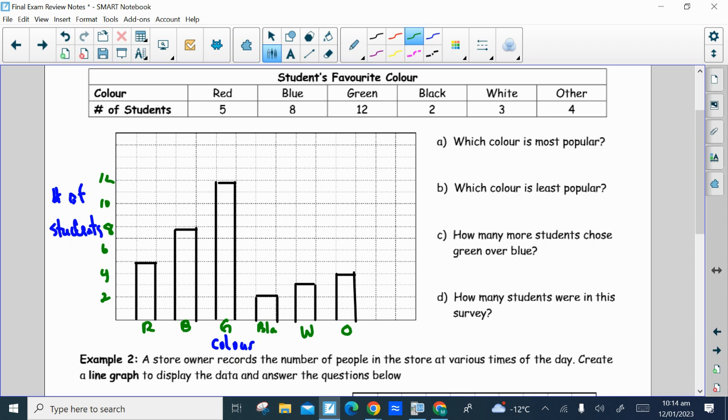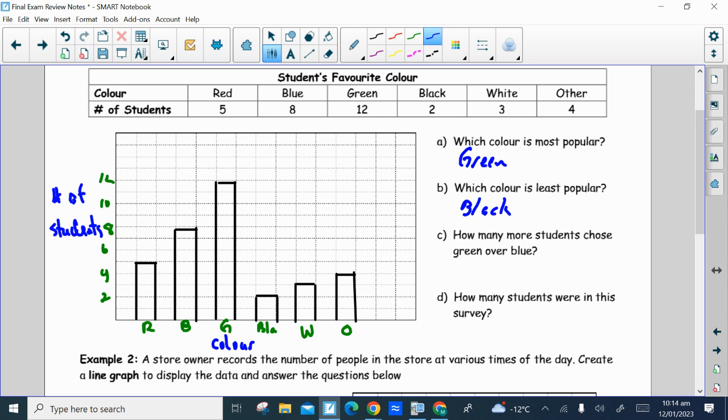Okay, now to answer the questions, you can either look at the table or you can look at the graph. In most cases, it's easier to look at the graph because it's a visual representation of what's happening. For the color that's most popular, we look for the highest bar, which is the green bar. It has a height of 12, and that also can be gotten from the table, but it's usually quicker just to look at the graph and see which one has the highest bar. Same thing with the least popular, which has the lowest bar, and that would be black. You can definitely use a table if you want, but the graph is probably a little quicker.